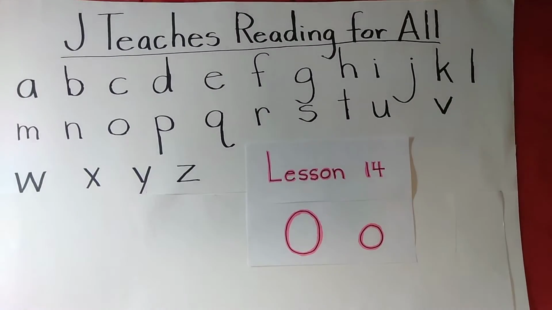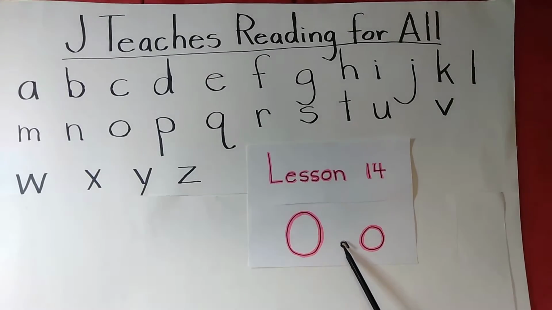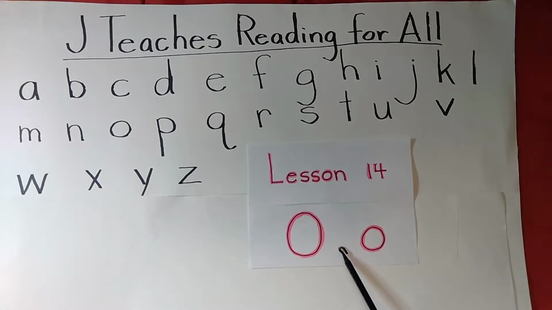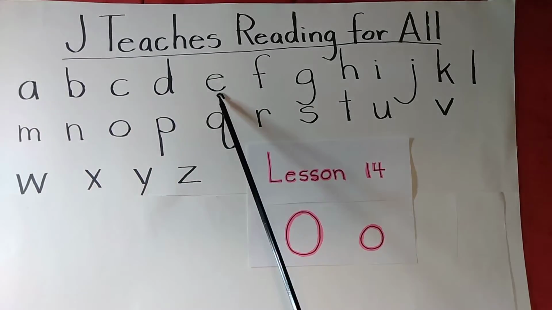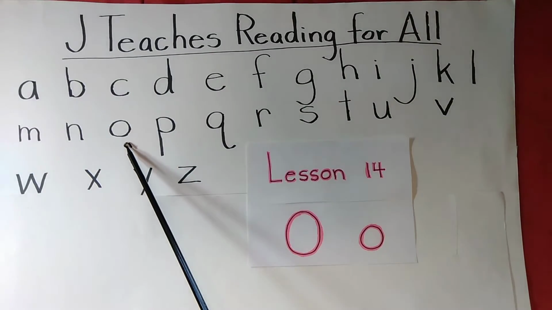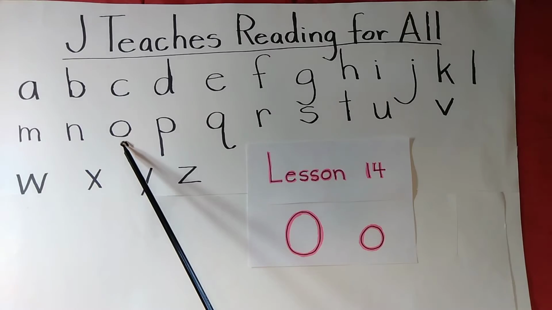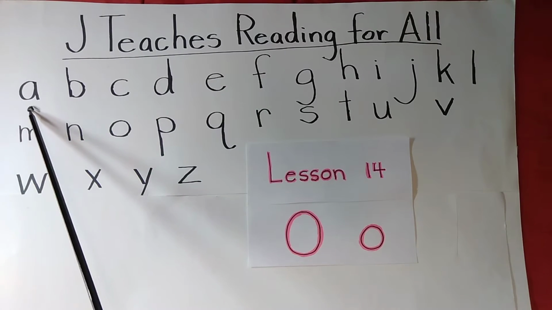This is Jay Teaches Reading for All, Lesson 14, the O. Of course, O is our fourth vowel. We've had A, E, I, now we have O. And as we'll find out, O has two sounds, octopus, ostrich. But let's review our previous sounds.